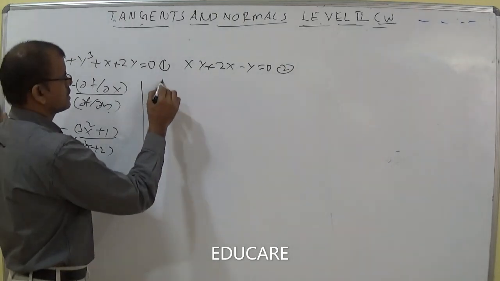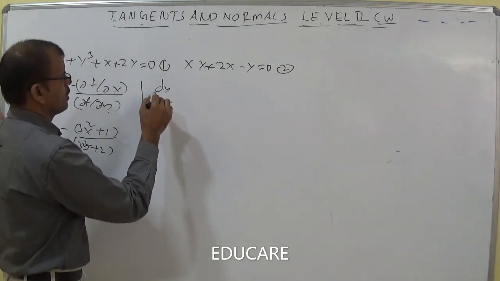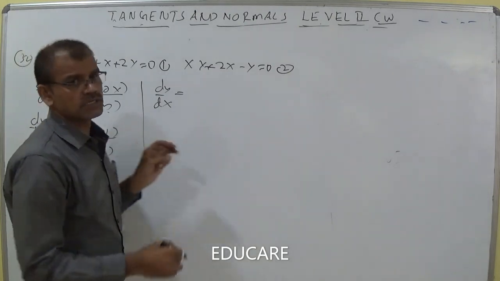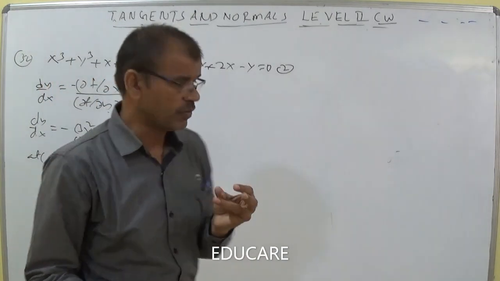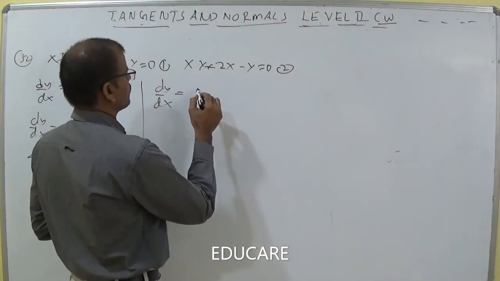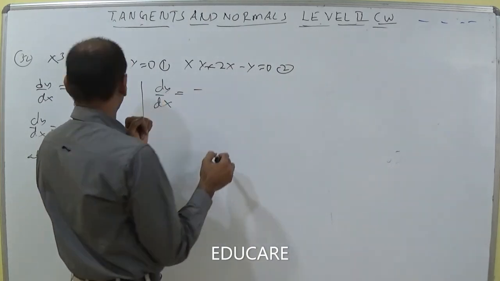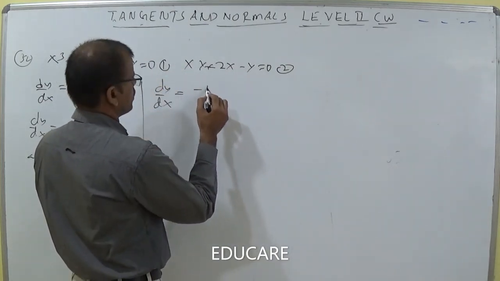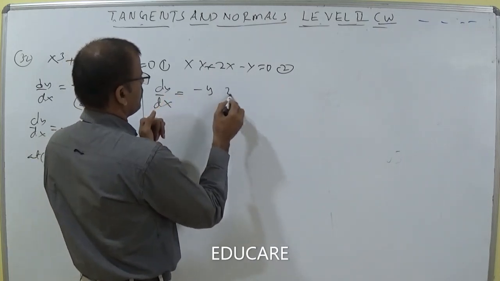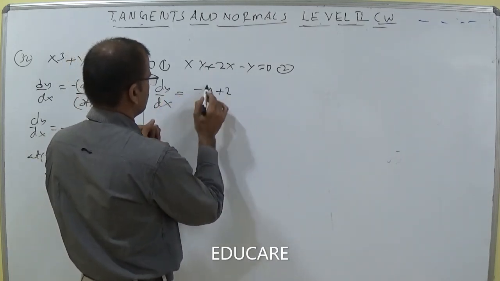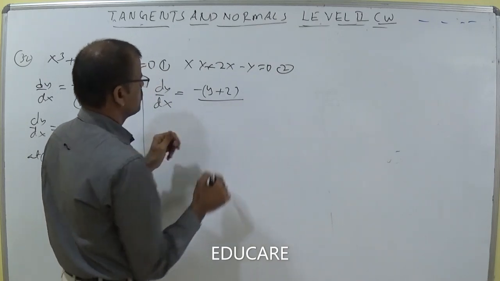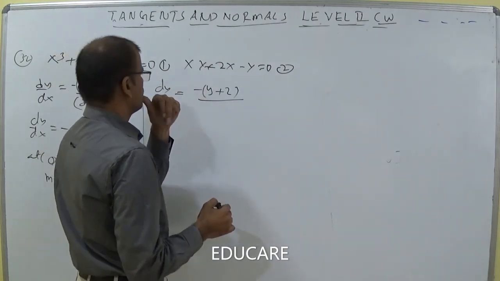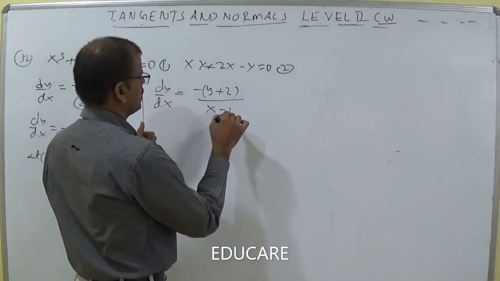Now in the same way, dy by dx is equal to minus dou f by dou x by dou f by dou y. Calculating for x, it becomes 1 into y, y plus 2. Minus of y plus 2, and calculating for y, we get x minus 1.